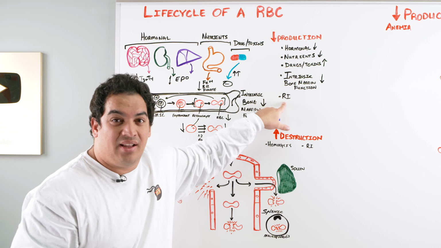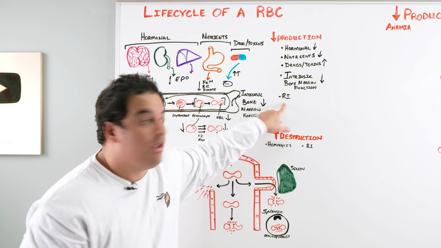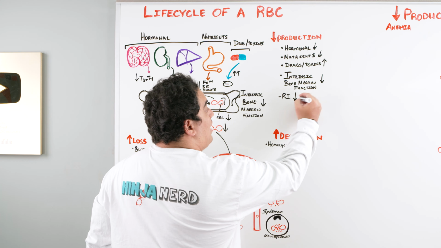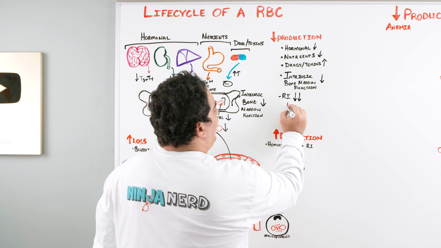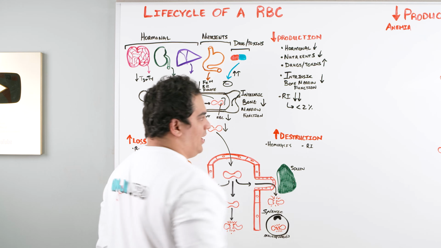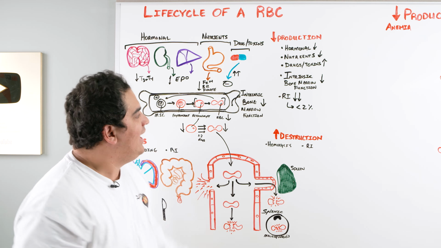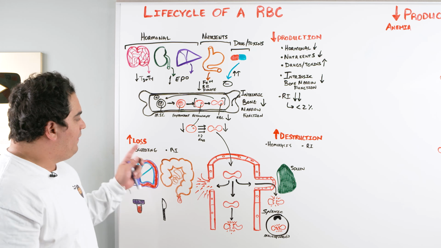So will I have a lot of reticulocytes? No, they're going to drop. So my reticulocyte index will drop. But we like to use a particular percentage that I want you to remember. It'll actually drop to less than 2%. And that's important.